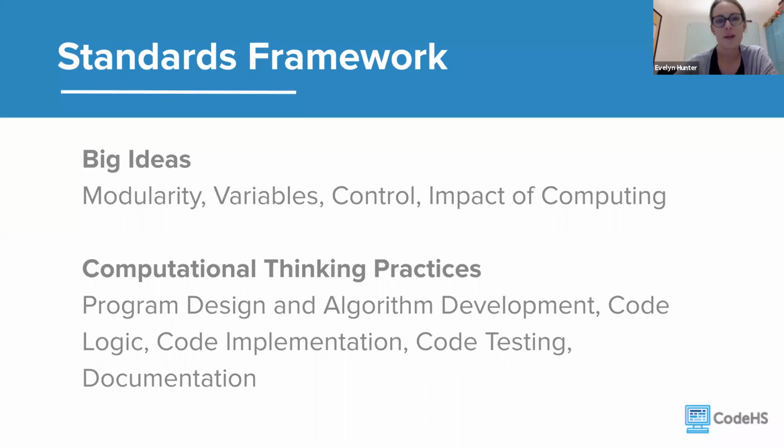Cool. So with the new course exam description, there is a complete set of standards, and it's pretty different from the previous course and exam description. This is intended to make it more clear what College Board expects students to know for the exam. If you've taught APCSP, the organization of this framework is going to seem pretty familiar because they use the same structure. The standards framework starts with a top level of 4 big ideas. The 4 big ideas for this course are modularity, variables, control, and impact of computing.